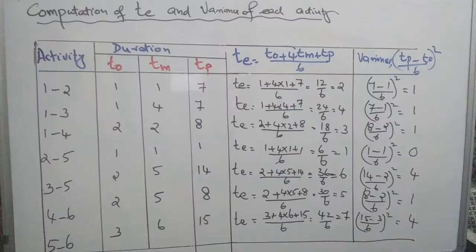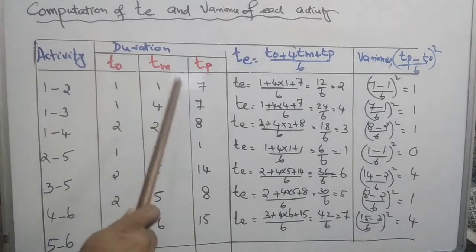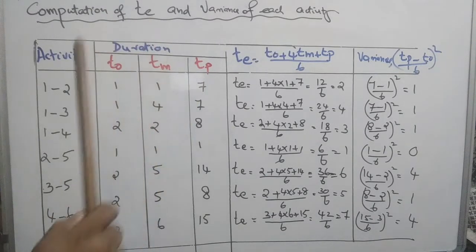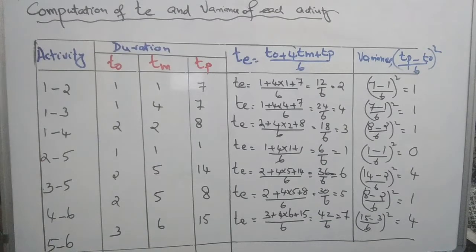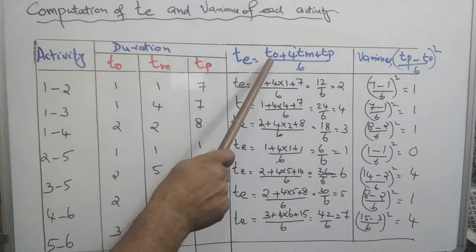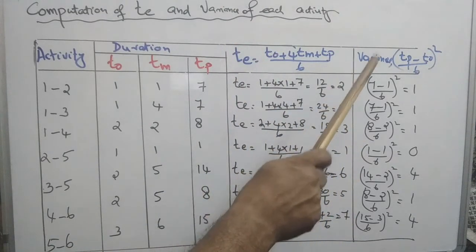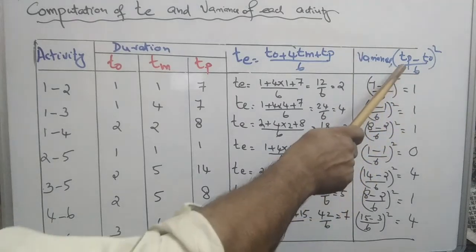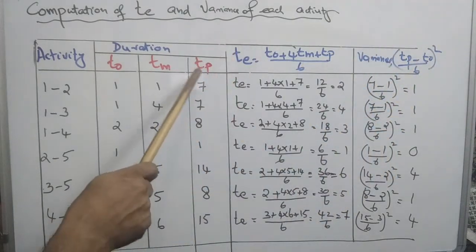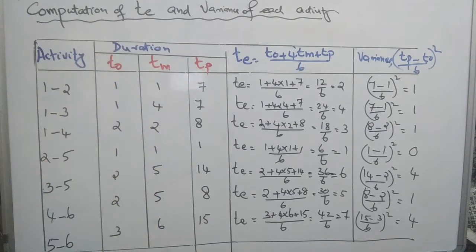This is a PERT problem. It has 3 different time estimates for an activity: optimistic, most likely, pessimistic. For the computation of the critical path, we need only one time, that is the average time. Using these 3 time estimates, we calculate the average time, or TE. Its formula is TO plus 4TM plus TP by 6. We also need the variance for each activity. Since it is probabilistic, the formula is (TP minus TO) by 6 whole squared, where TP is the largest value, pessimistic time, TM is the middle, most likely average time, and TO is the optimistic time.